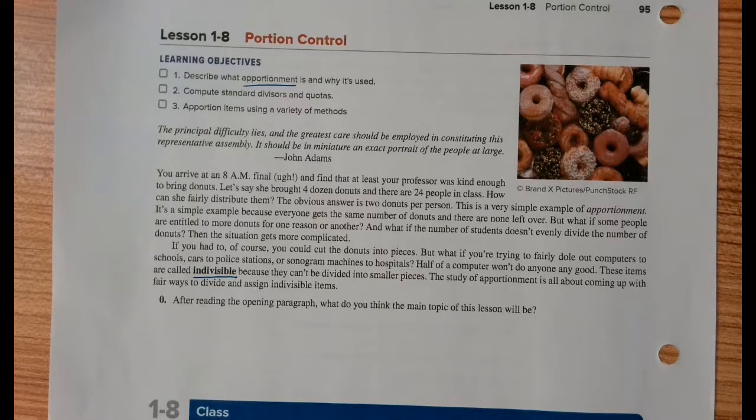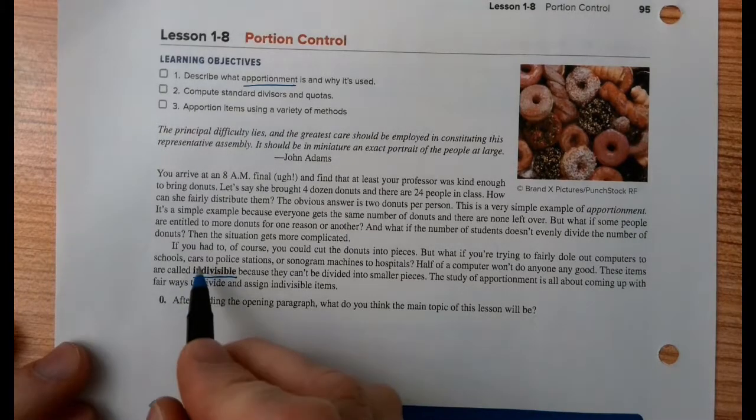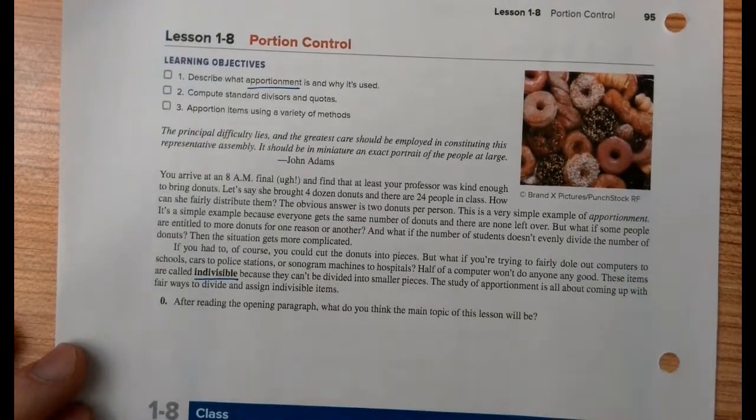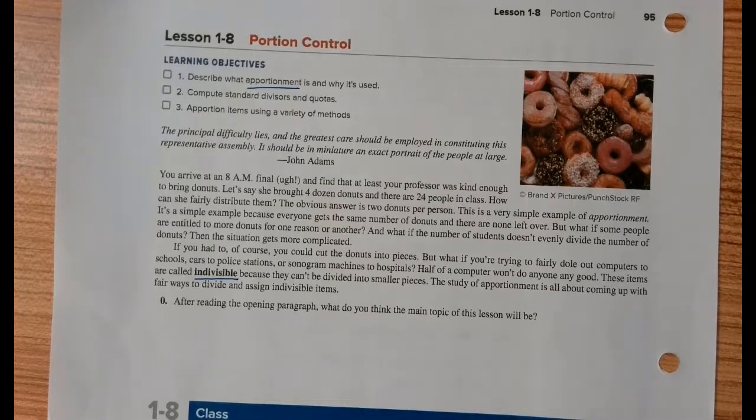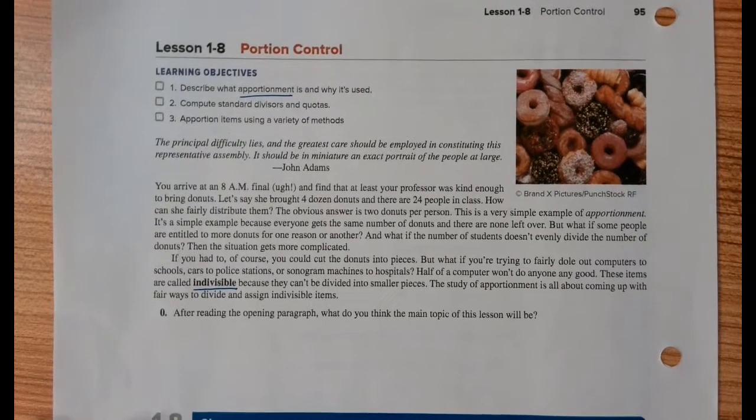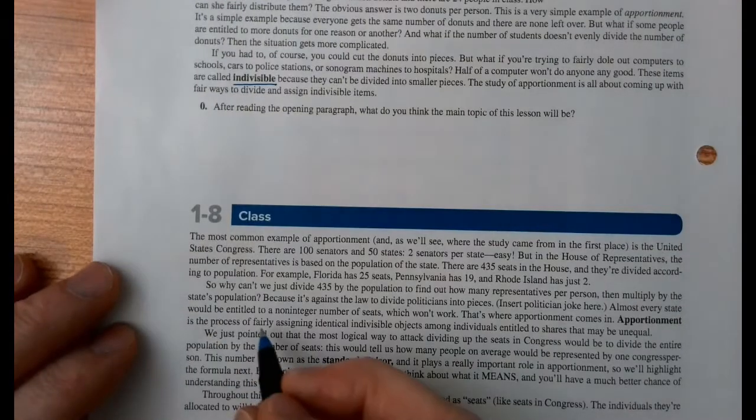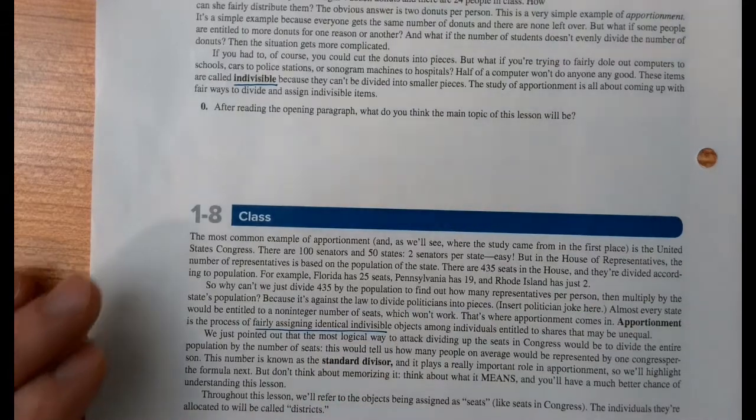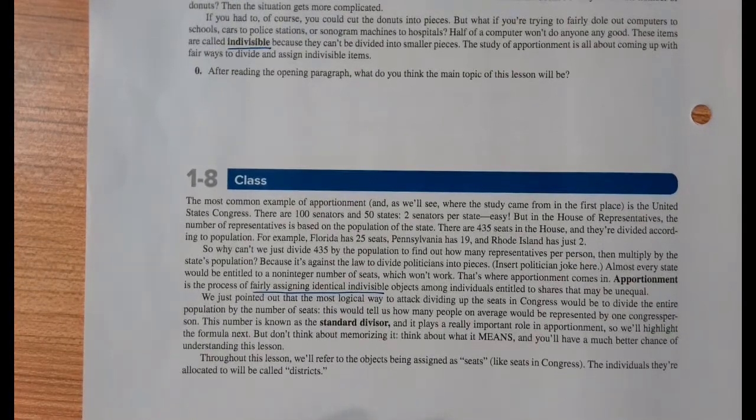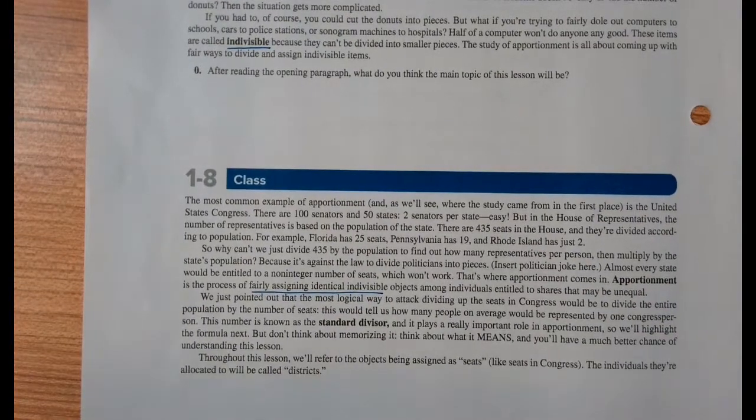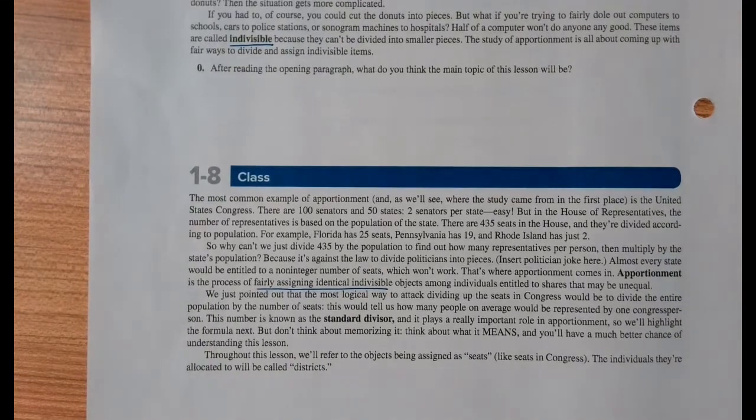Representation, the number of cars in a police station, the number of sonogram machines in hospitals. You could think of the number of ventilators in hospitals, all these things. You can't cut those things into smaller parts. You have to give the whole of them. And so apportionment is all about what is a fair process for assigning these indivisible objects among these different entities. It's kind of an agreed upon process, and we go from there.